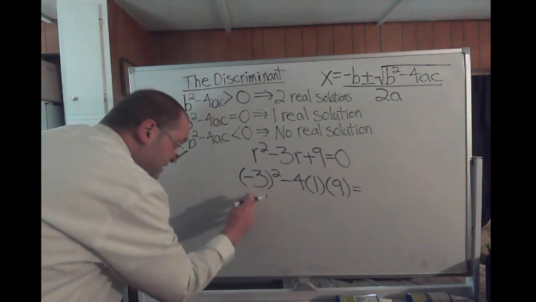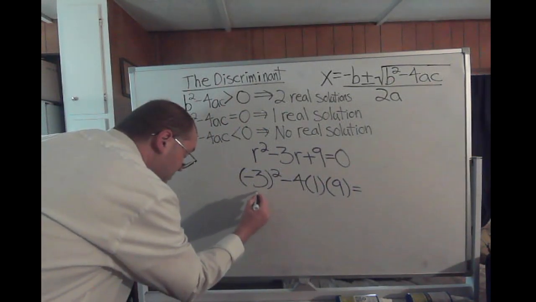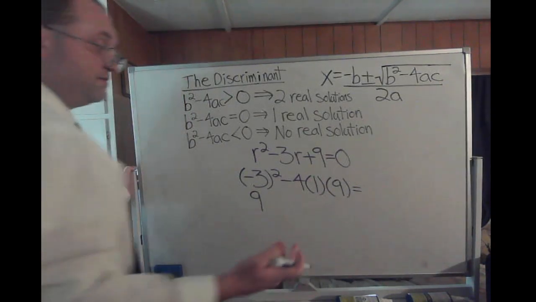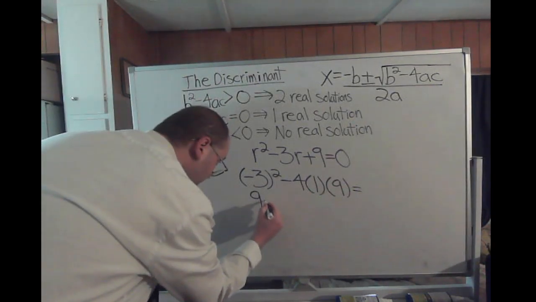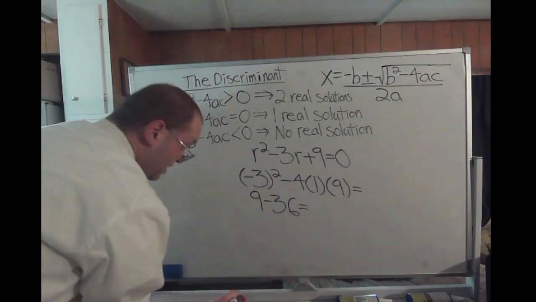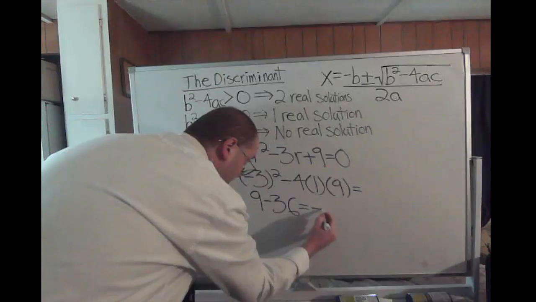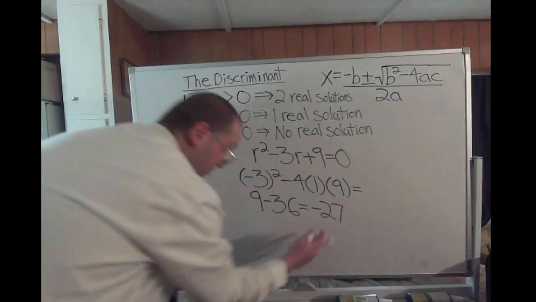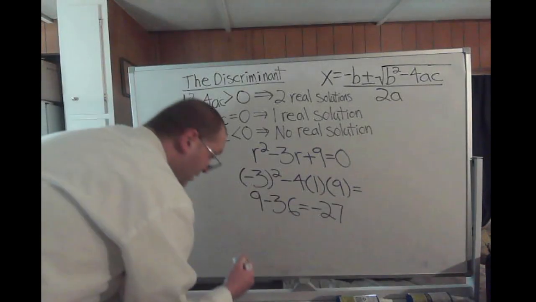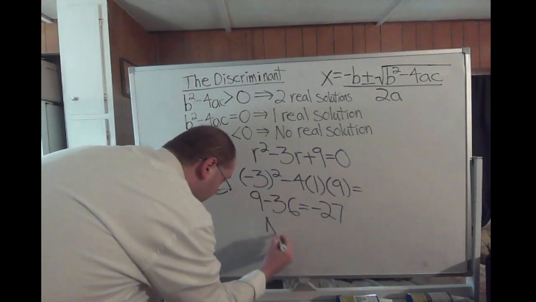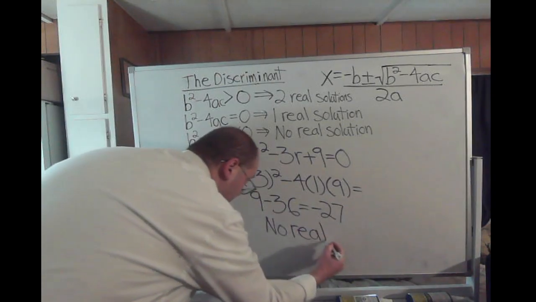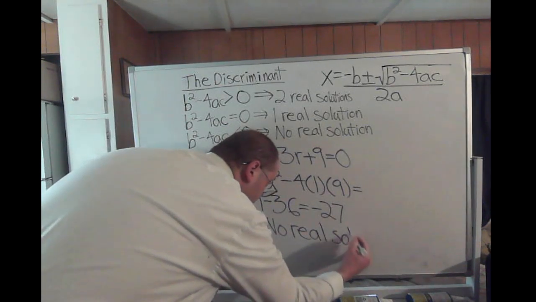Simplifying this, negative 3 to the second is positive 9. Then you have negative 4 times 1, which is negative 4, times 9 is negative 36. So you would have 9 minus 36. That's going to give you negative 27 for your discriminant, and we can't take the square root of a negative number and get a real number result. So you're going to write this as no real solution.